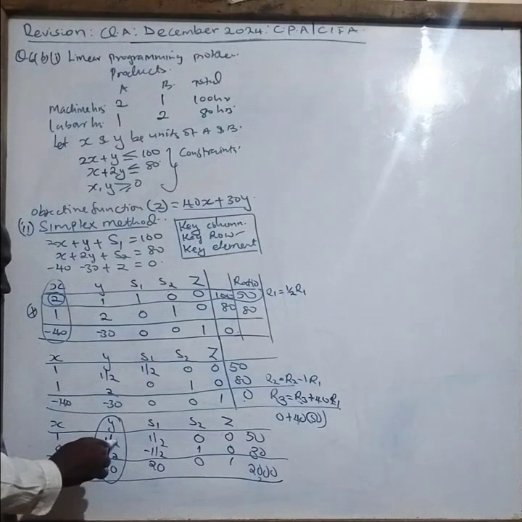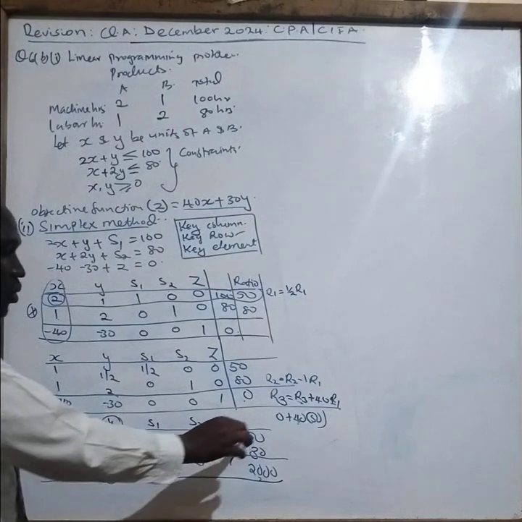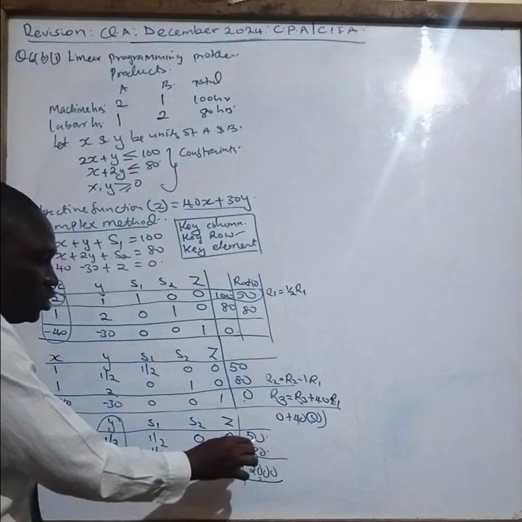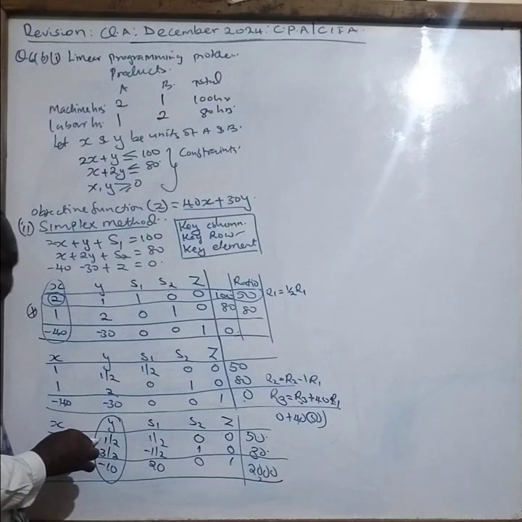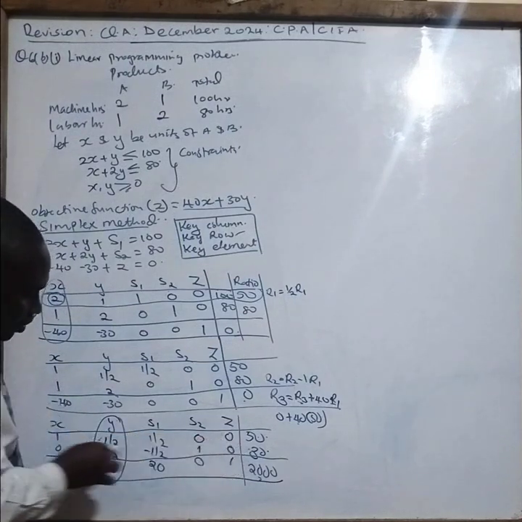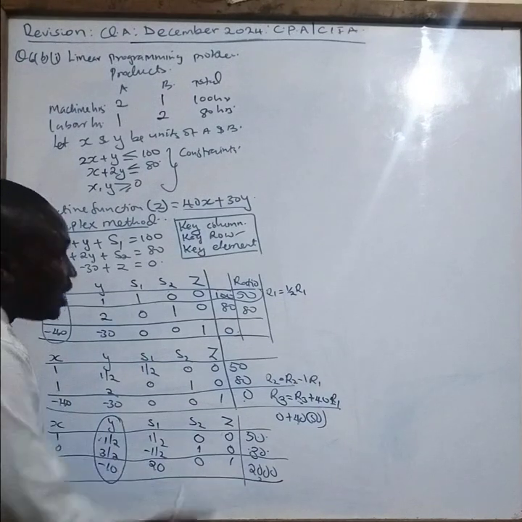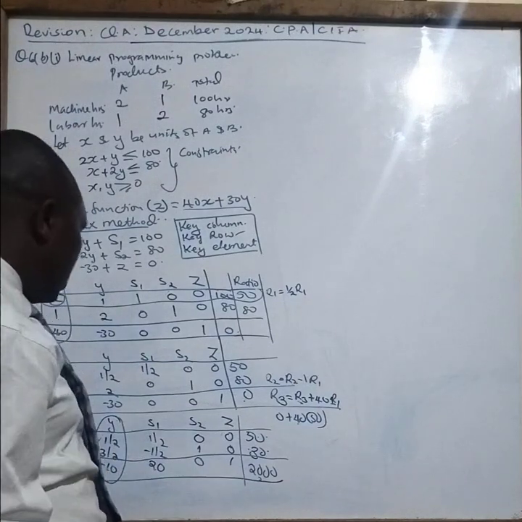From here, these elements that are forming the constraints, and we have the answers at the end, that is 50 and 30. You now take 50 divided by the elements you are seeing here, 30 divided by 2 over 3. You will get the answer. But this one will remain as it is.